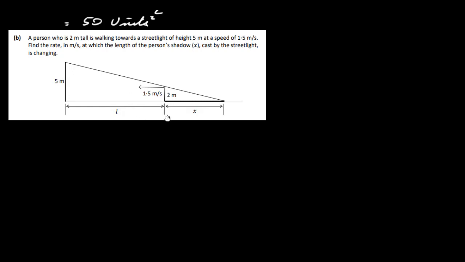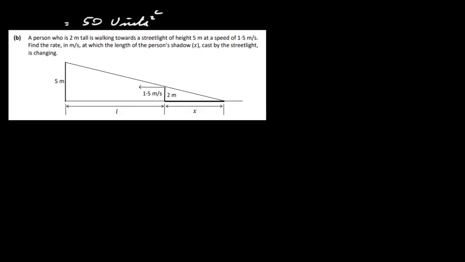Find the rate in meters per second at which the length of the person's shadow x, so this is his shadow here, cast by the street light is changing. His shadow is going to change as he moves in this way. His shadow is actually going to get shorter. L is going to get shorter. This distance here is going to get shorter as well.